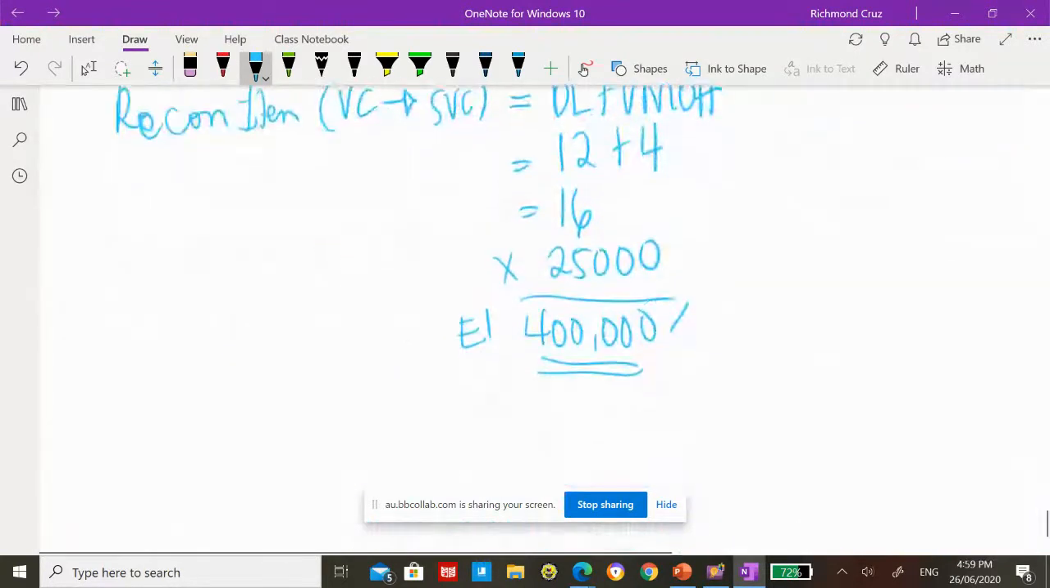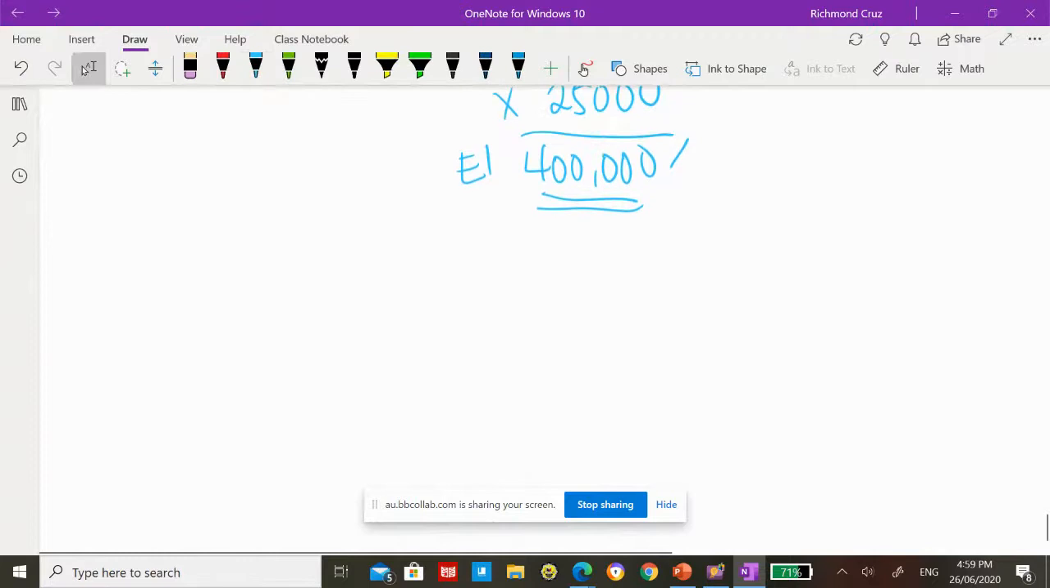That is how you reconcile the income statement from other methods to super variable costing net income. You need to identify the items that are not recognized as product cost for super variable costing net income, but recognized as product cost in absorption costing and also in the regular variable costing net income.